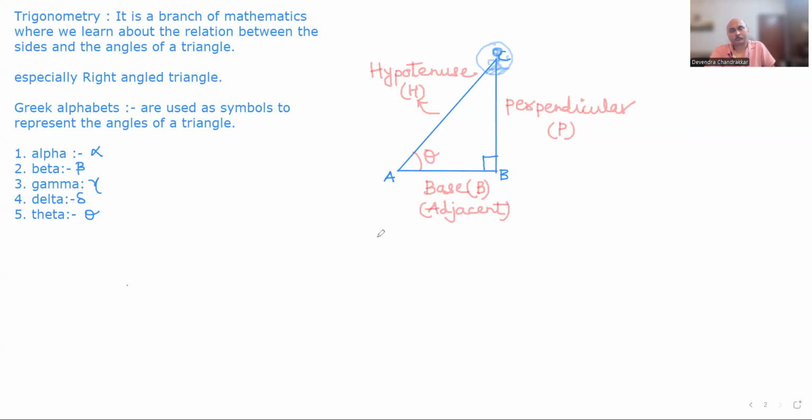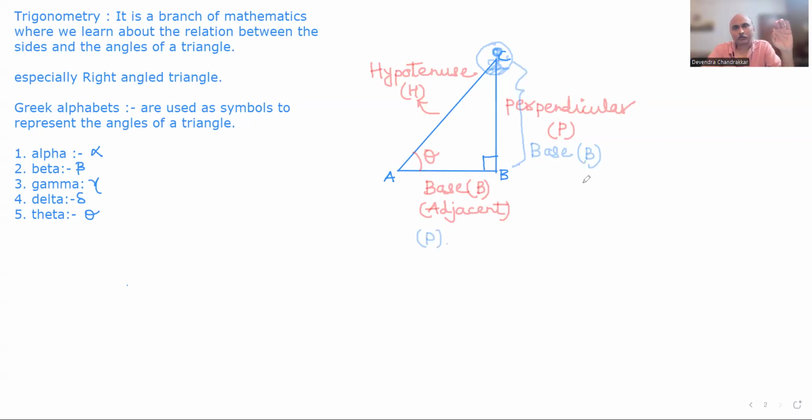So with respect to C, if the person is standing at C, right? Base will be this side, I'm marking it with blue ink. So this is the base, right? With respect to C, hypotenuse remains the same and side AB will be the perpendicular, right?